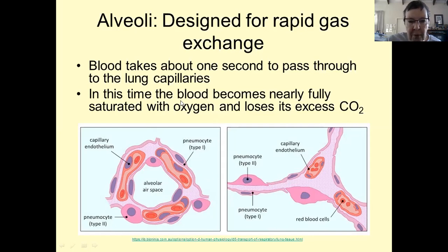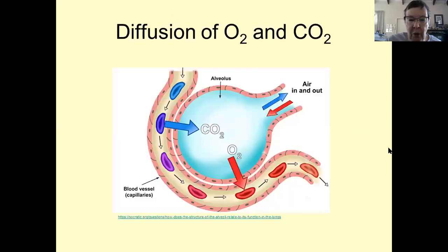Now, when we talk about the blood being saturated, blood can only contain a certain amount of oxygen. It's never 100% oxygen. It reaches a saturation level, okay, and loses its carbon dioxide as it's going past.